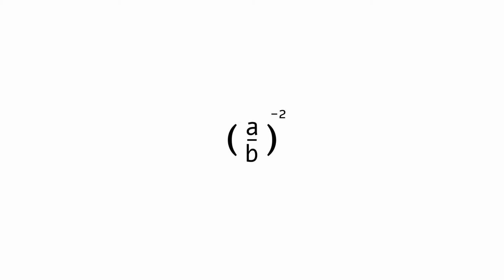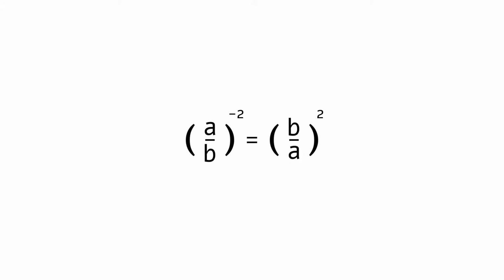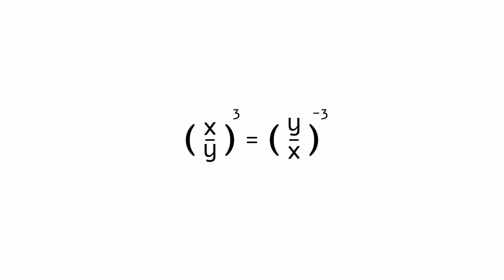Let's start with this one. Any fraction raised to an exponent, you can flip it over and flip the sign on the exponent. So a over b to the negative 2 can be written as b over a to the positive 2. Note that this works both ways, so that x over y to the positive 3 can be switched over to y over x and just flip the sign from positive 3 to negative 3. It may not seem very useful to change an exponent from positive to negative, but we'll get back to that later.